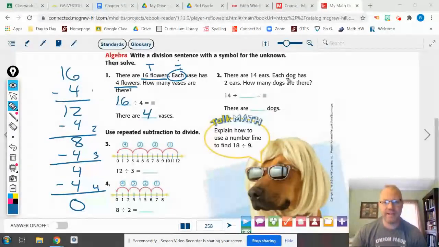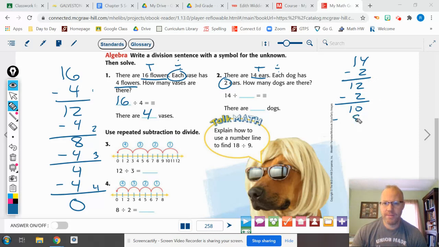Next, there are 14 ears. Each dog has 2 ears. How many dogs are there? So we know 14 total, each dog has 2. So we're going to take 14 and subtract by 2. 12, 10, 8, 6, 4, 2, and then 0.